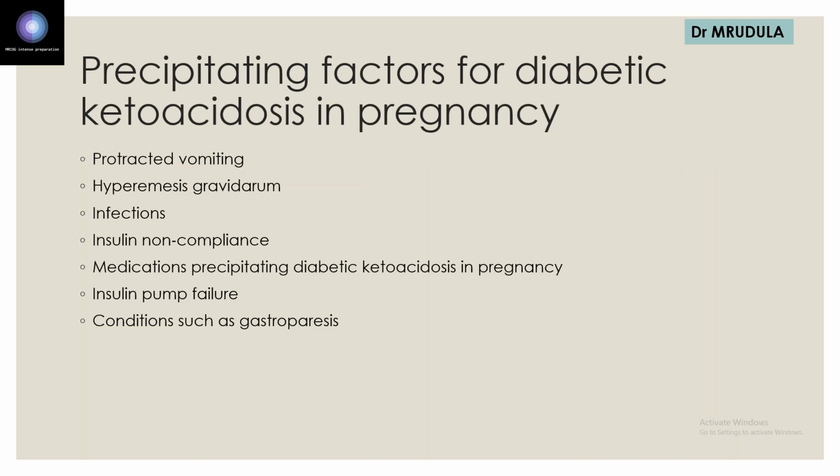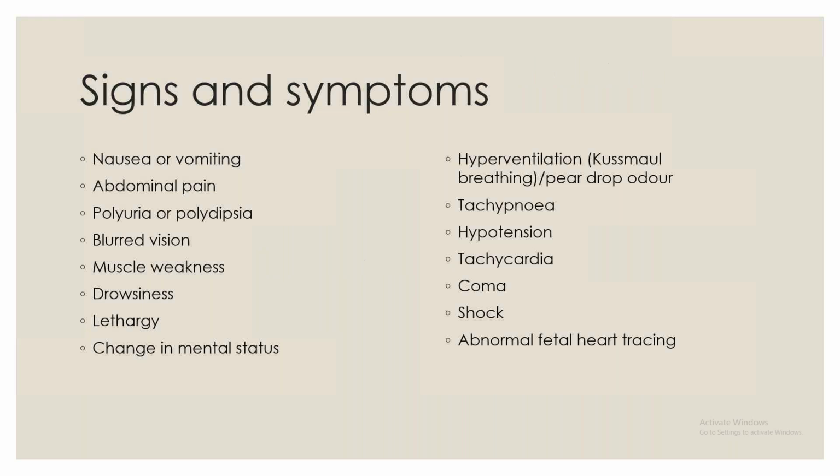What are the precipitating factors for diabetic ketoacidosis in pregnancy? These are protracted vomiting, hyperemesis, infection, insulin non-compliance, and medications precipitating diabetic ketoacidosis like steroids, or tocolysis with beta mimetics. This will also increase the incidence of diabetic ketoacidosis. Also insulin pump failure and conditions like gastroparesis. So these are the things which are responsible for diabetic ketoacidosis in pregnancy.